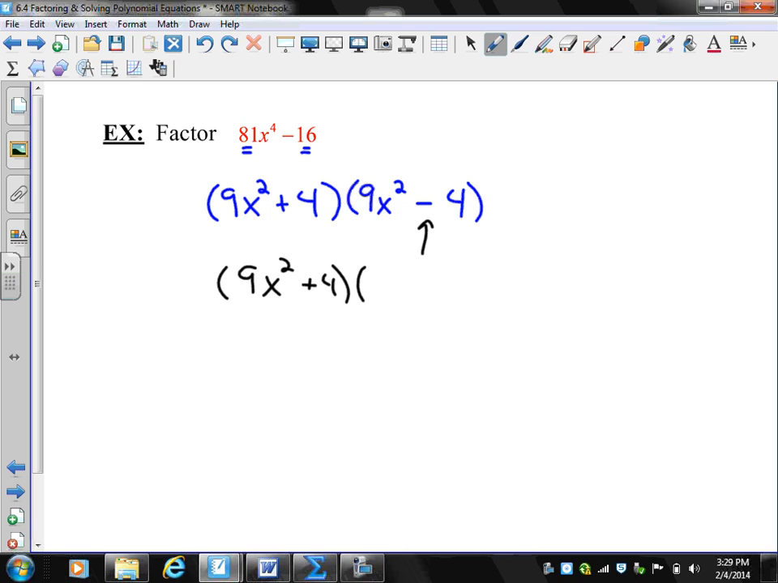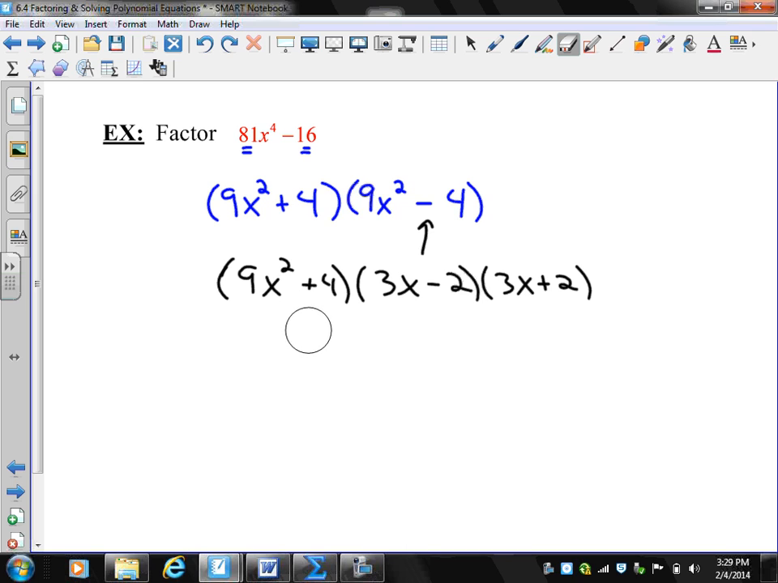Do you know why this one doesn't get factored anymore? If you're not sure, what kind of factoring would you think it might be? It's not the difference of 2 squares, because this is adding in here, right? So we don't have a sum of 2 squares. We just have the difference of 2 squares, and there's nothing really we can do with that one. So that's nice. We can just leave it the way it is and call it a day.